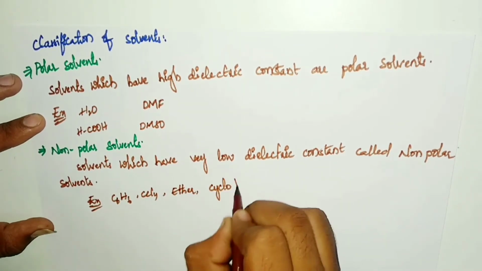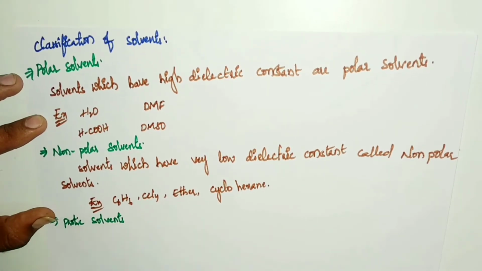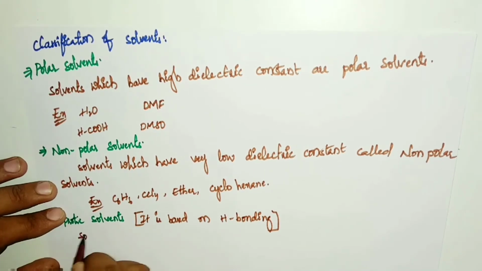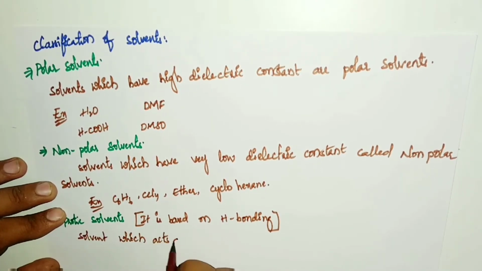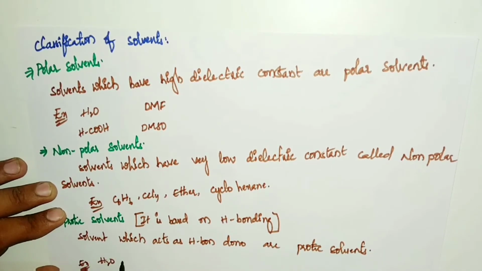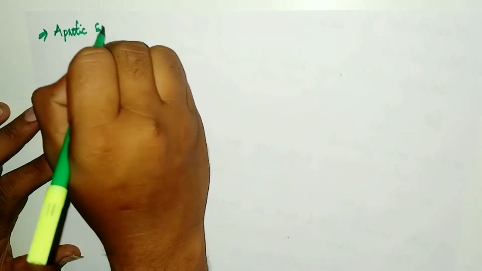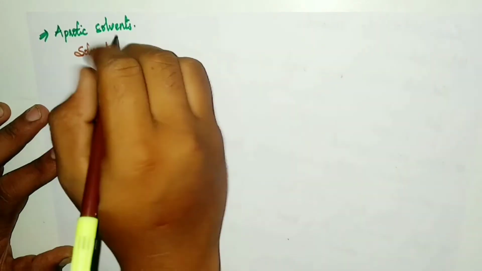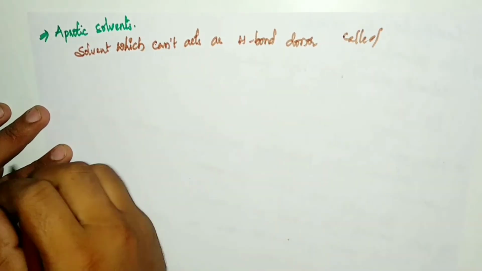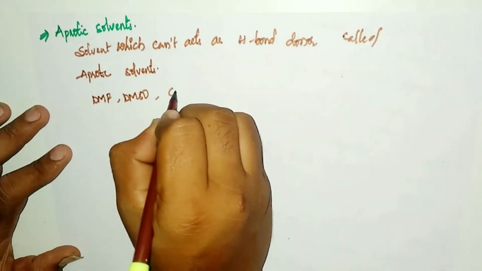Again, I am giving examples. And here we have two other types based on hydrogen bonds. So the solvents are divided into two types depending upon hydrogen bonding. Protic solvents: a solvent which acts as a hydrogen bond donor is called a protic solvent, and I'm giving some examples. And the last one is the aprotic solvent, a solvent which can't act as a hydrogen bond donor, and I'm giving some examples also here. You can look at them.